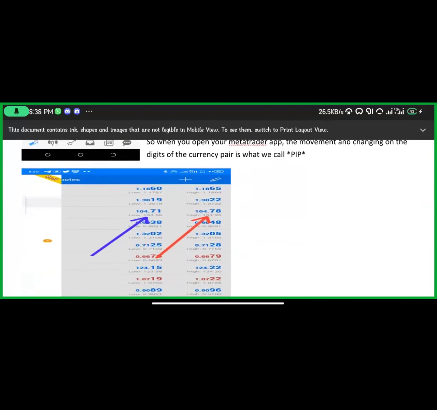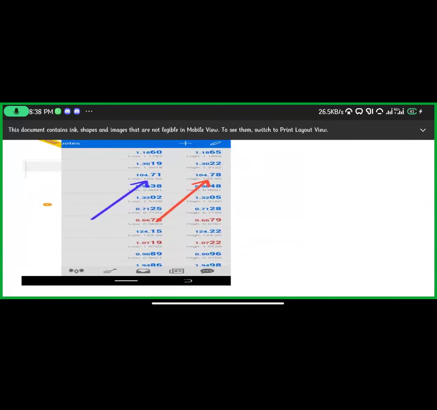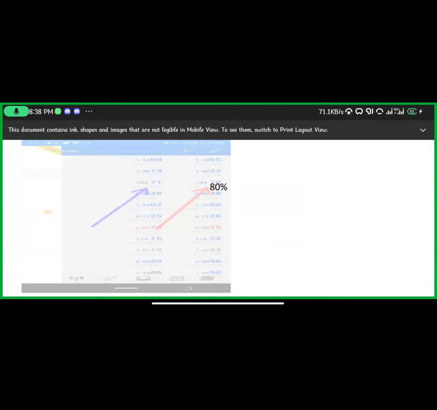Now, how can you identify them? You can see that I'm marking an arrow here. Let me expand it so you can all see it. Can we all see it now? Very clear. I'm not talking about which pair this is. This is an AUD/JPY pair. If you look at it very well, you'll notice the difference between the purple arrow and the red arrow. They are different. That's any movement that happens in the market.